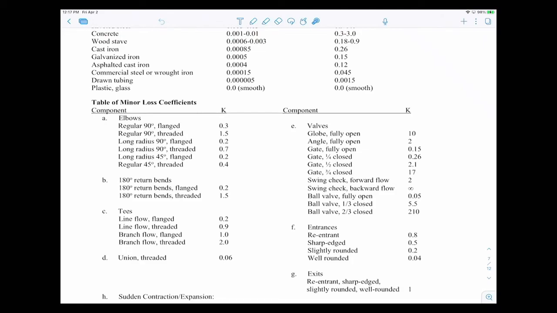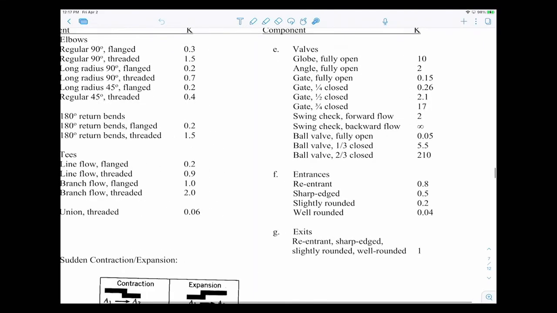So we said that we had a sharp-edged entrance coming in. So I look here, entrances, sharp-edged. I would use 0.5 for that loss coefficient. Okay, entrance is 0.5. Notice that you have a higher loss the less well-rounded the entrance is. If you look here, well-rounded, that loss coefficient is very small, 0.04. Slightly rounded is 0.2. Square-edged or sharp-edged is 0.5. Remember that what's causing this loss is the fluid not being able to turn the corner, and it recirculates. So if it's really well-rounded, the fluid can make that corner without having to recirculate.